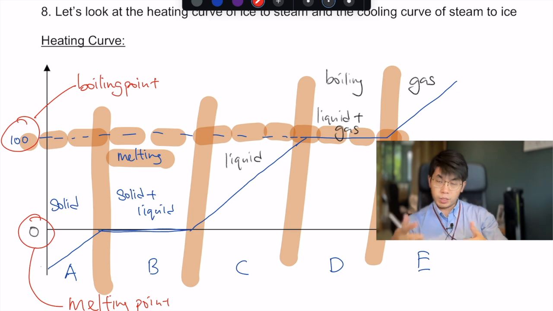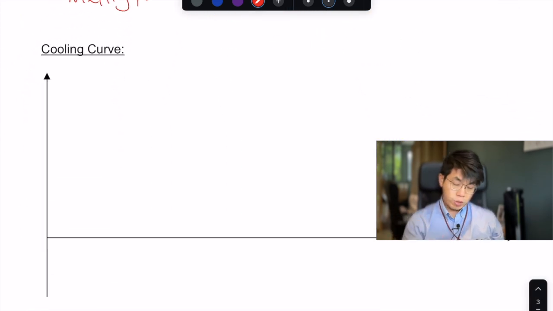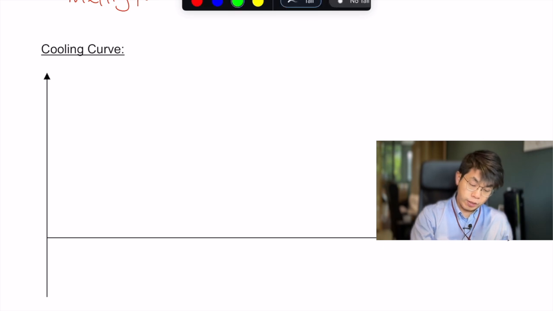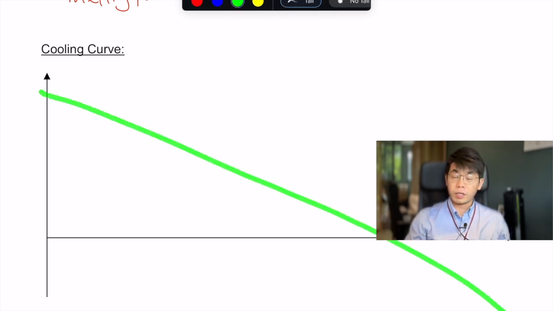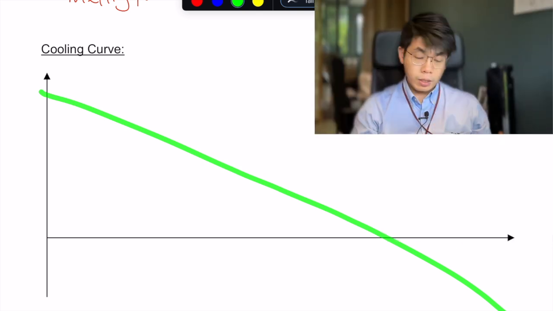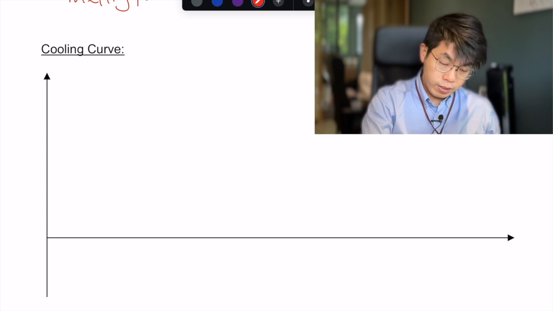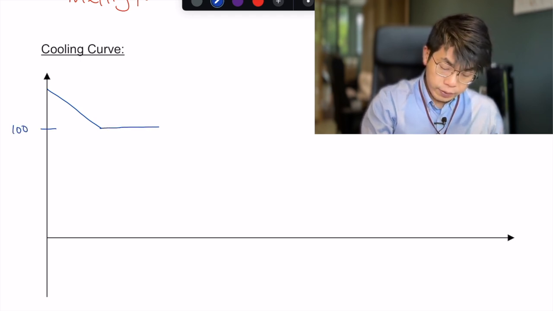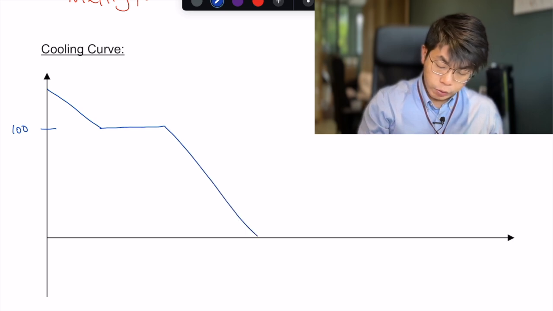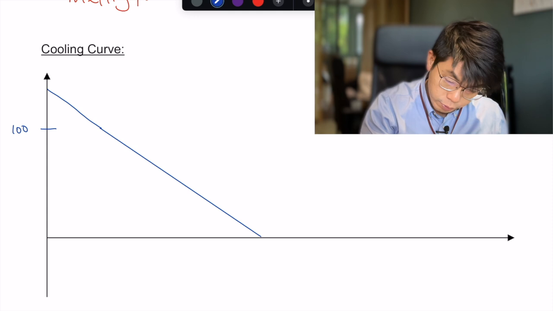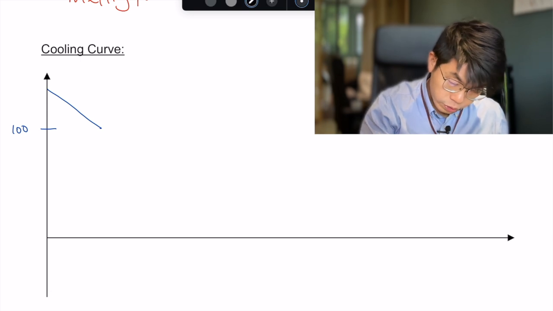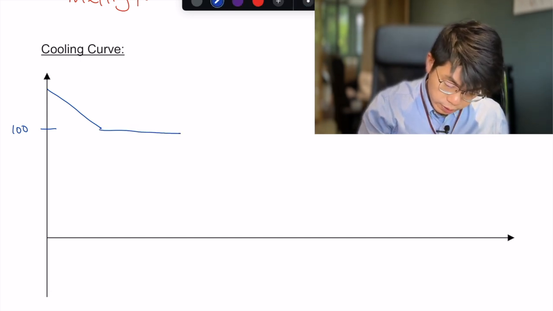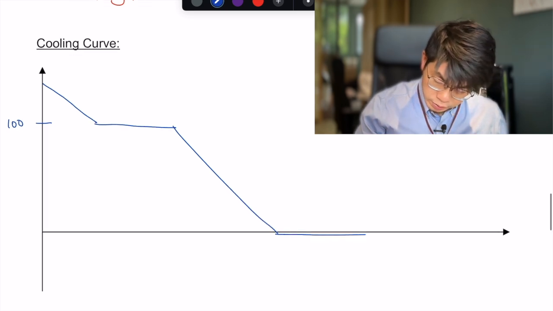Let's look at it in the opposite direction, the cooling curve. Again we would expect that as we cool something down, it will just keep decreasing like a straight line. However, that doesn't happen. It will decrease until you reach the boiling point, which is 100, and then it will start condensing. It will go all the way until it reaches the next point, which is the melting point. It will continue going straight, then go down, then go straight, and then go down.